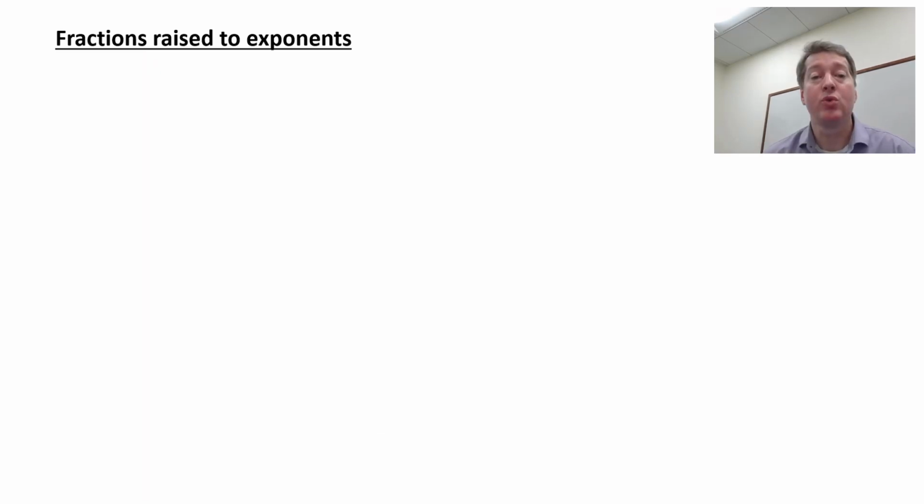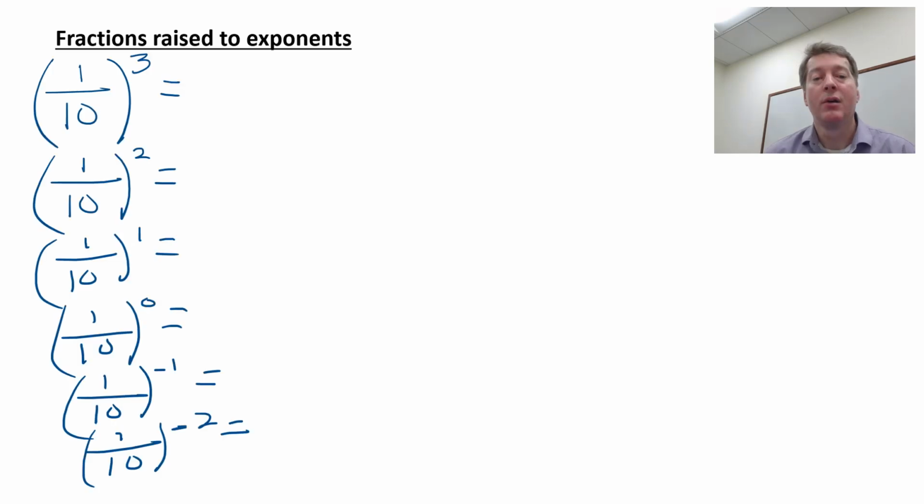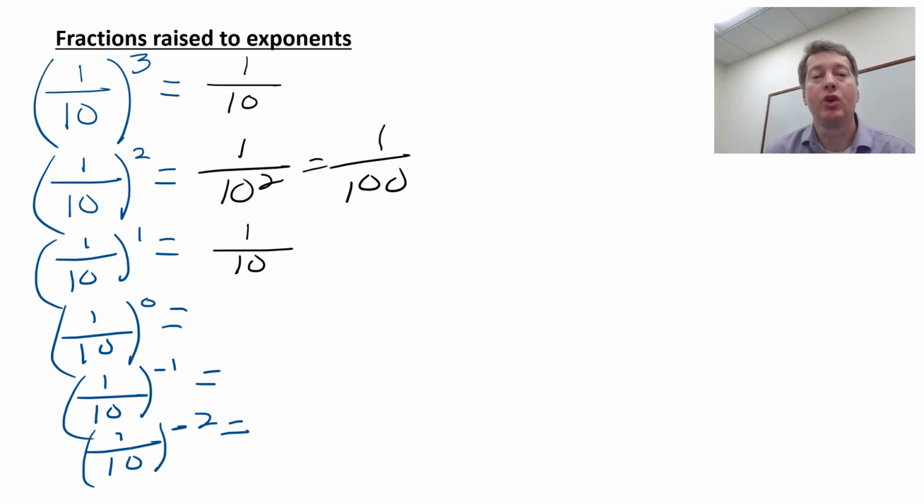Same story if I raise 1/10 to an exponent. 1/10 to the 1 is just 1/10. 1/10 squared is 1 over 10 squared, which of course is 1 over 100. 1/10 raised to the power of 3, 1/10 cubed, is 1 over 10 cubed. It's 1 over 1,000. 1/10 to the 0, anything to the 0 is just 1.